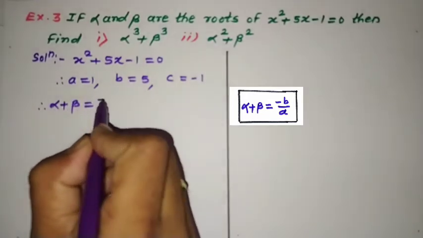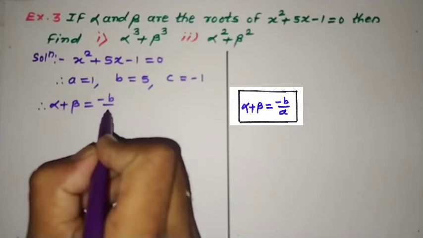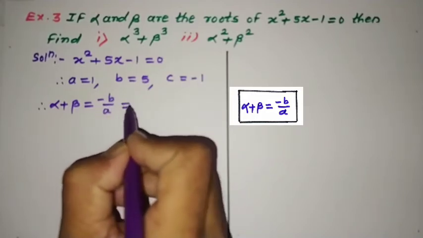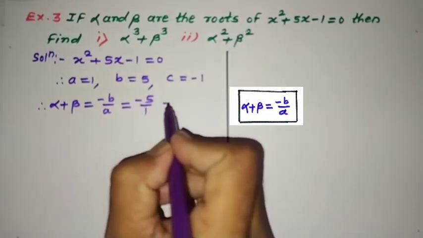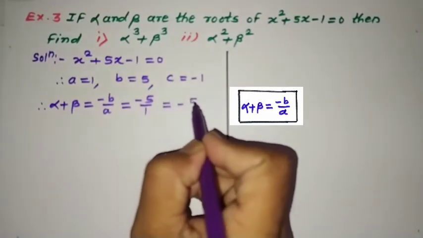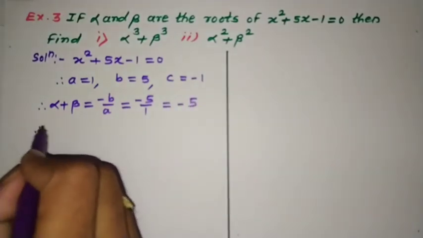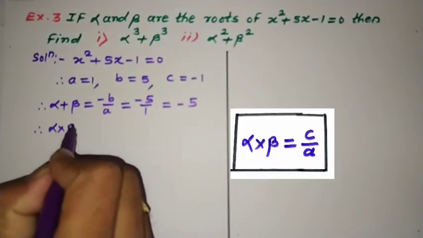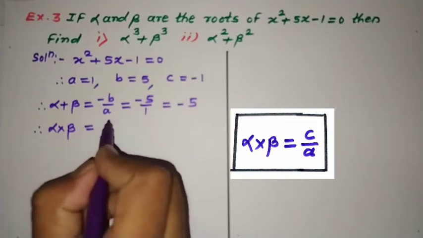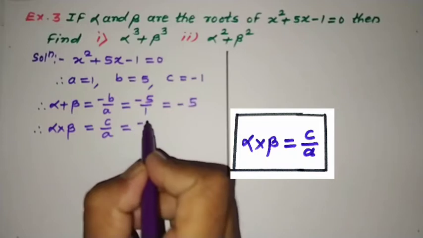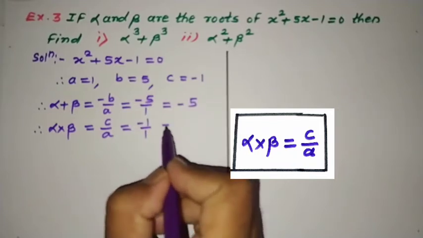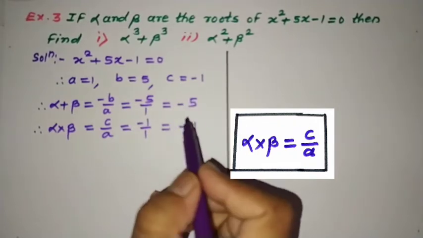First, find the value of the sum of two roots. Sum of two roots is minus b upon a, which is minus 5 upon 1, so the value is minus 5. And the product of two roots is given by the formula c upon a, which is minus 1 upon 1, equal to minus 1.